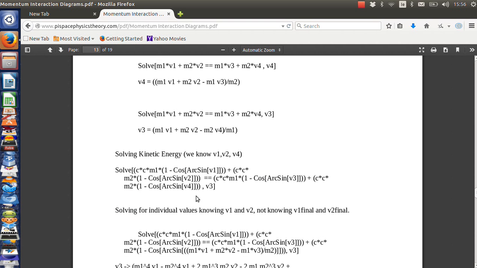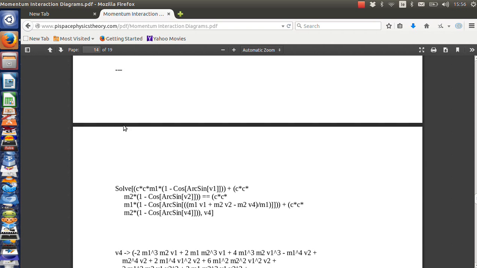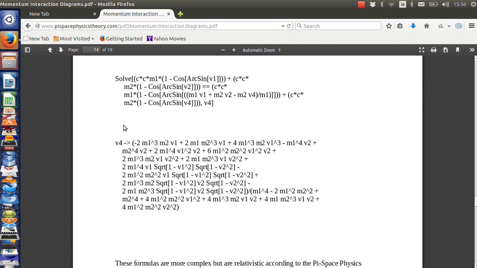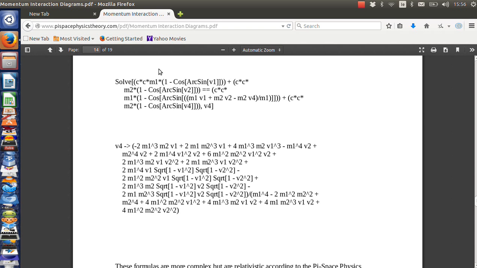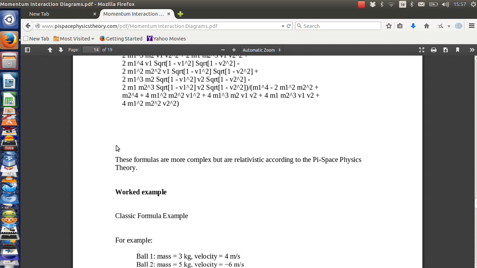So basically we solve for it and we get this rather large expression here, which is the solution in pi space for v3, which is v1 final. And then we can do the same thing for v4. We take the overall expression and we substitute back in for v3 the v1 and v2 equivalent, and we solve for v4, and we get this rather large expression here. And that's it. That's how it's done in pi space.